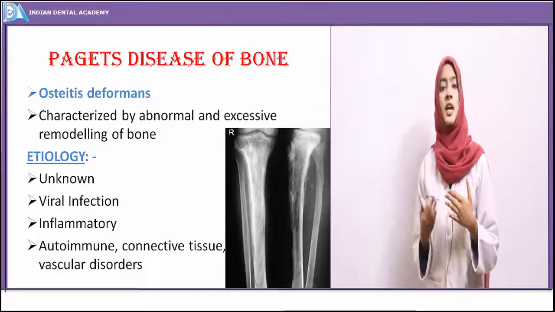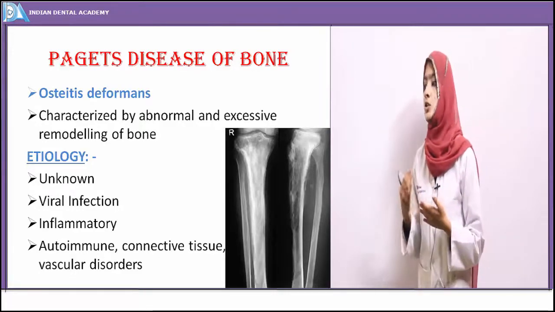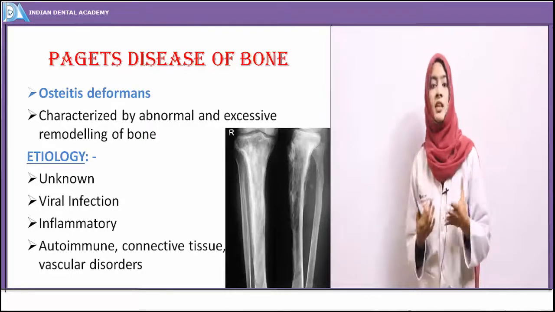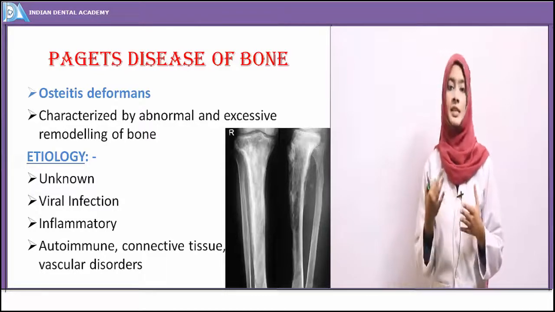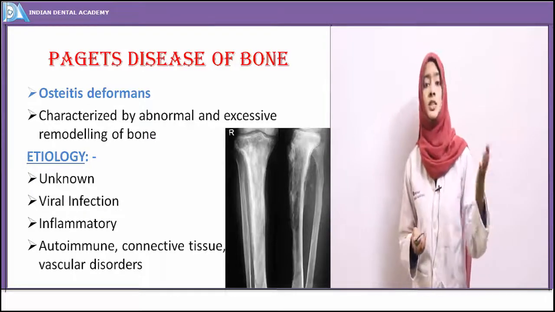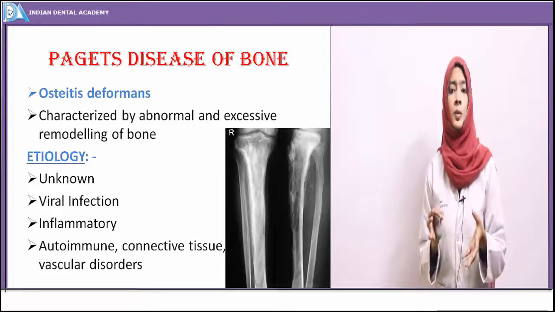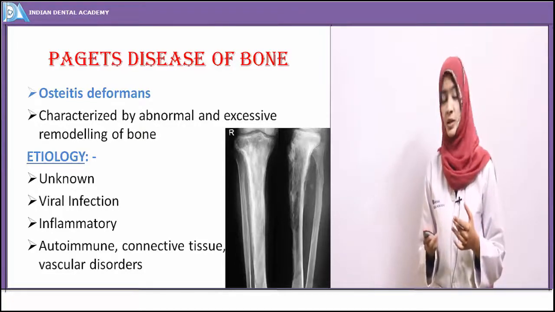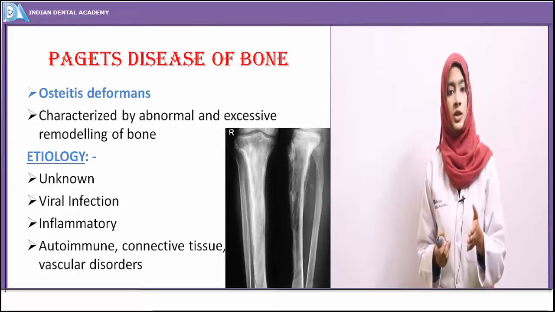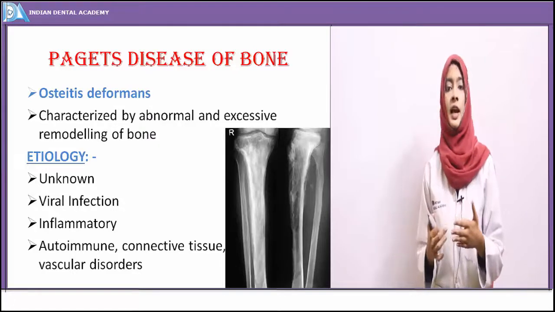Paget's disease affects middle-aged and elderly individuals, and is also known as osteitis deformans. This condition is characterized by abnormal and excessive remodeling of bone. That is, bone is resorbed and deposited, but in an abnormal fashion. Even after resorption by osteoclasts, whatever bone is deposited is of the immature variety.